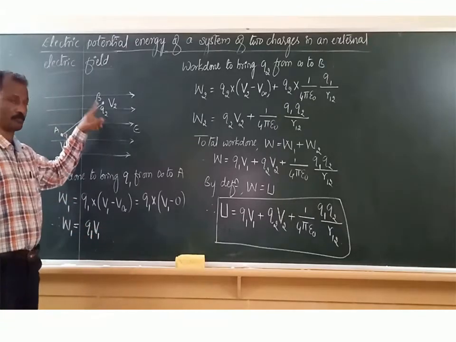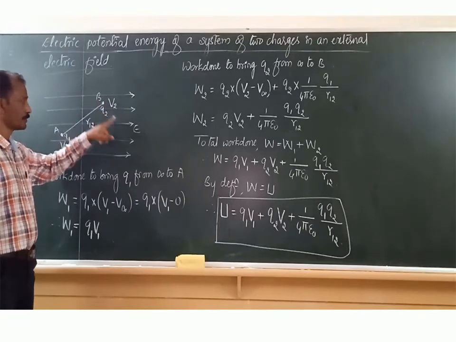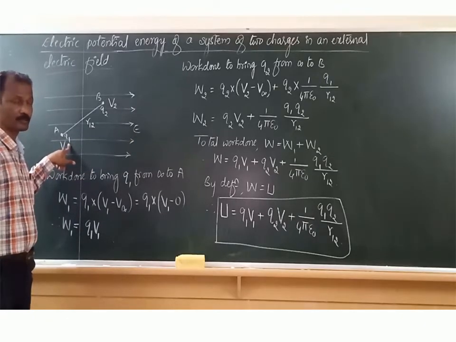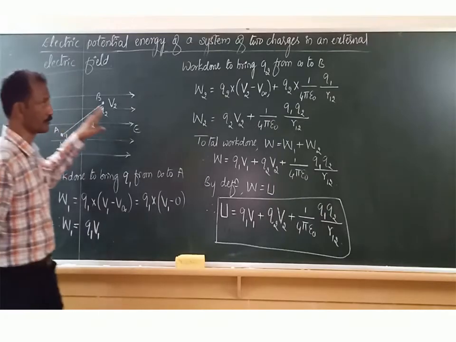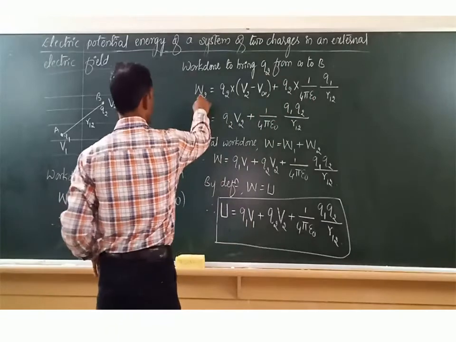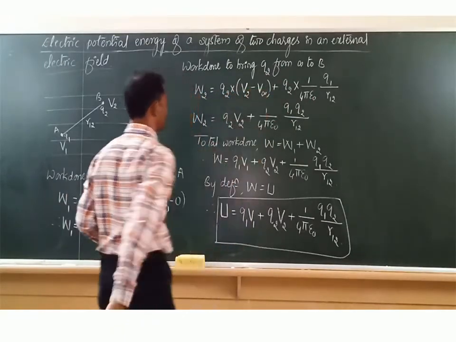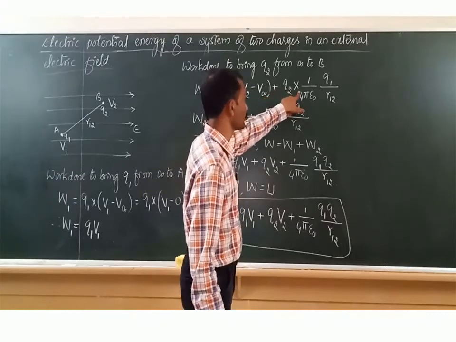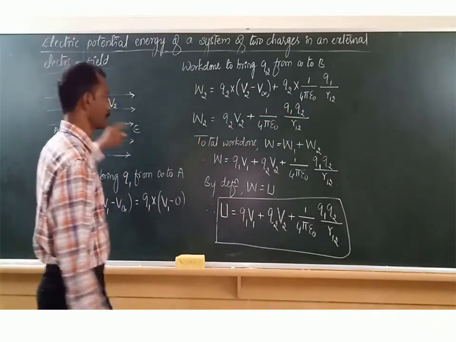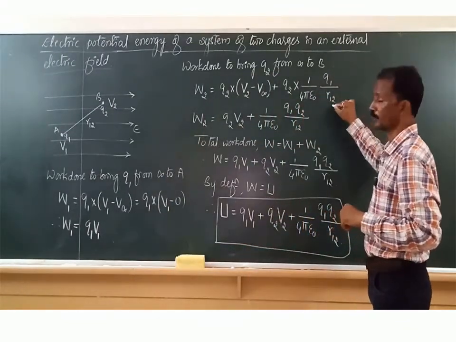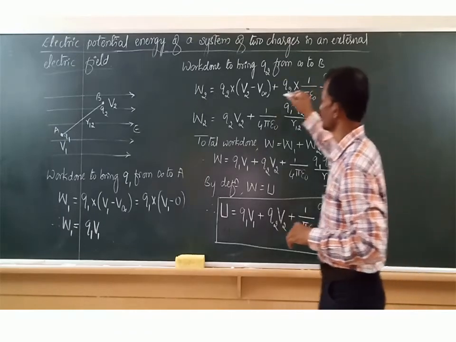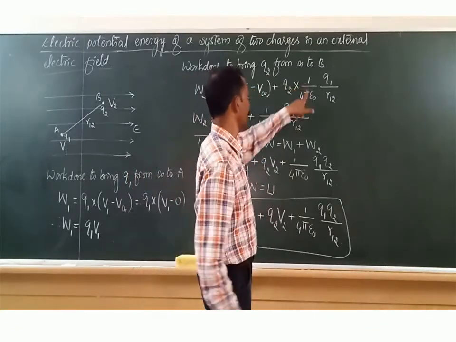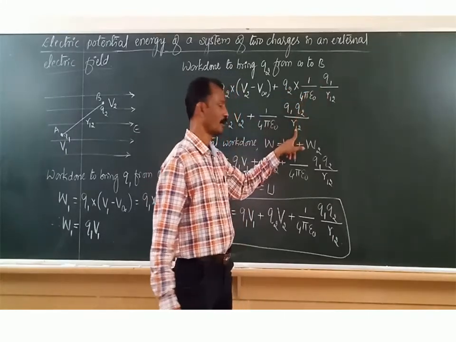Now, bring Q2 from infinity to point B against the external electric field as well as against the electric field due to Q1. Work done to bring Q2 from infinity to B is W2, equal to Q2 into potential difference between point B and infinity, that is V2 minus V infinity, plus Q2 into potential at B due to Q1, which is 1/4 pi epsilon naught into Q1 divided by R12. So, V infinity is 0, therefore W2 equals Q2 into V2 plus 1/4 pi epsilon naught into Q1 into Q2 by R12.